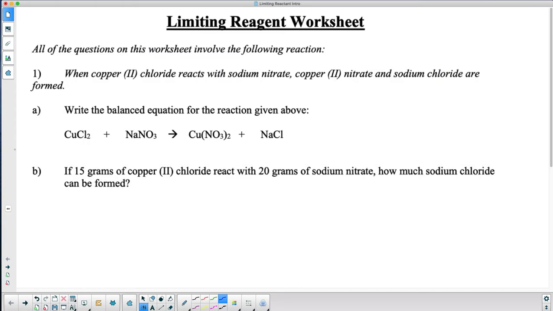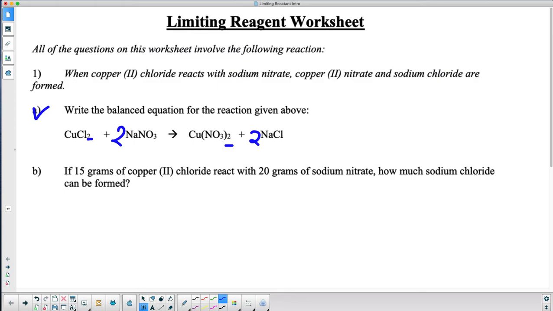All right, let's get started. The first thing we need to do is work on letter A by balancing the equation. Notice that I have two chlorides on the left-hand side, but only one on the right-hand side, which means I need a 2 in front of the NaCl. If I put the 2 in front of the NaCl, I have two Na's, so I need a 2 in front of the NaNO3. We already have two NO3s there on the right-hand side, and we have one copper per side. So 1, 2, 1, 2 is the balanced equation. This won't work if you don't balance the equation. So a balanced equation is essential for this type of calculation.